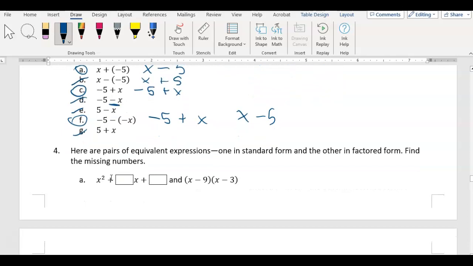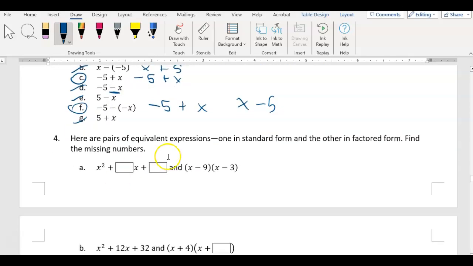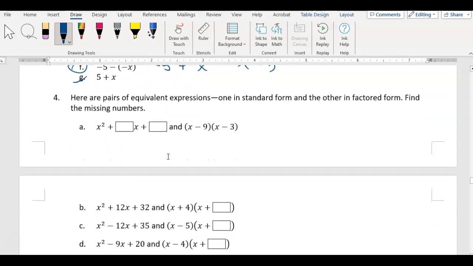All right, number 4. Here are pairs of equivalent expressions, one in standard form and the other in factored form. Fill in the missing numbers. So here we're starting with the factored form. We want to put it into standard form. So what I need to do is multiply negative 9x and my outside, which is negative 3x, and then my last, which is plus 27. So in the parentheses here, this is going to be minus 12x, and this is going to be plus 27.